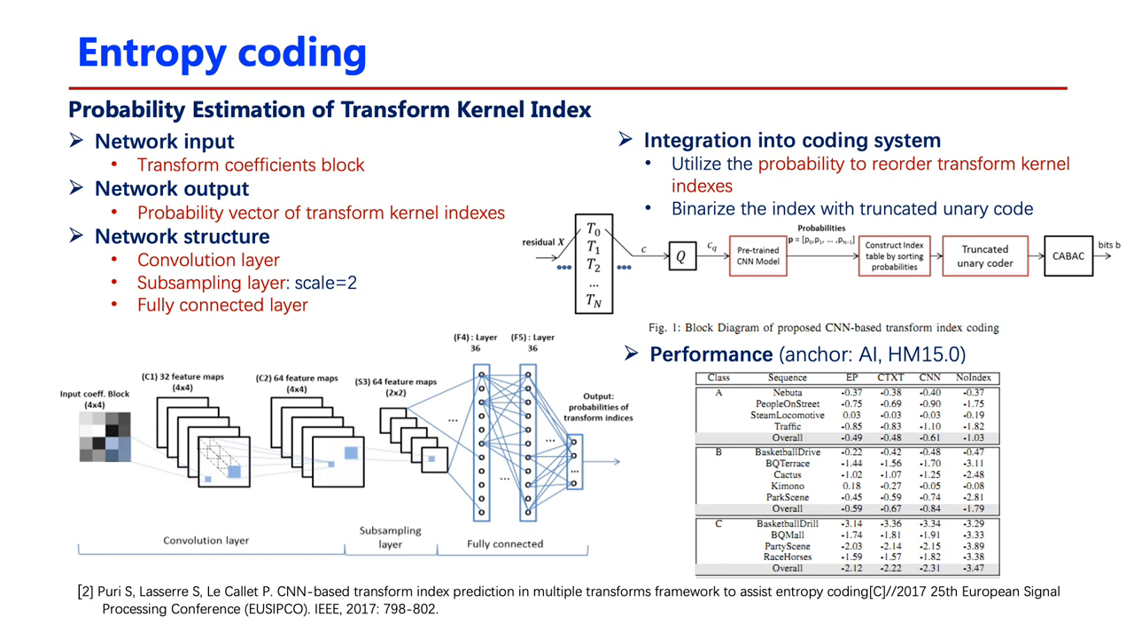Another example is probability estimation for the transform kernel index. Here, transform coefficients are used as cues to estimate the probability of transform selection. A convolutional neural network together with upsampling and fully connected layers is proposed. Then the estimated probability is used to reorder the transform kernel indexes. Some coding gains are shown even with such an index.